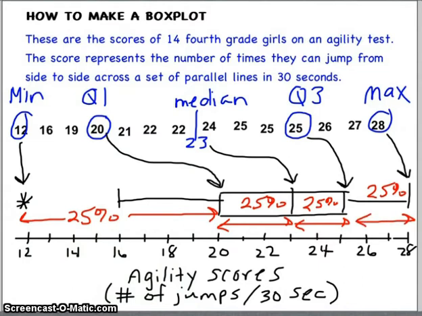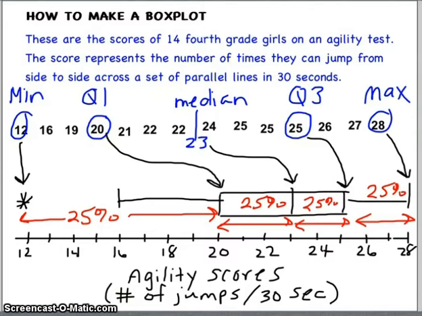So we can look at this box plot and we can look at the context of the data, and we can say things like 75% of these girls jump between 20 and 28 jumps in 30 seconds, while only 25% of the girls jumped 20 jumps or below. We can say that the lowest 25% of the data values have the same spread, a spread of 8, as the upper 75%. So we clearly have a skew to the left here because we have that longer tail to the left.